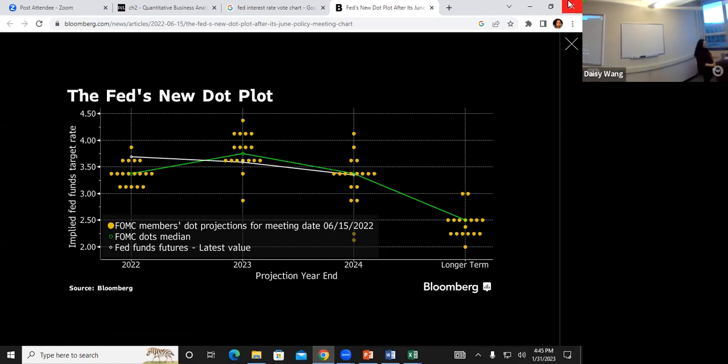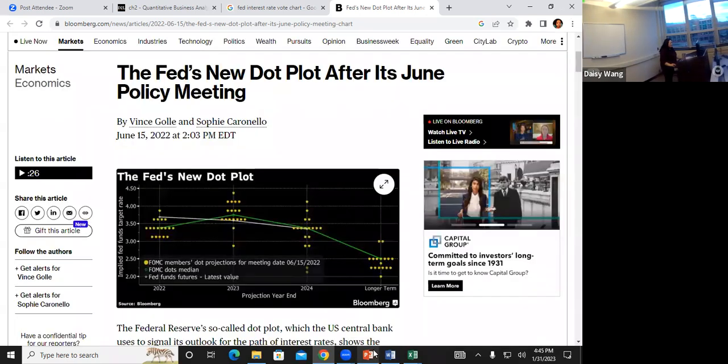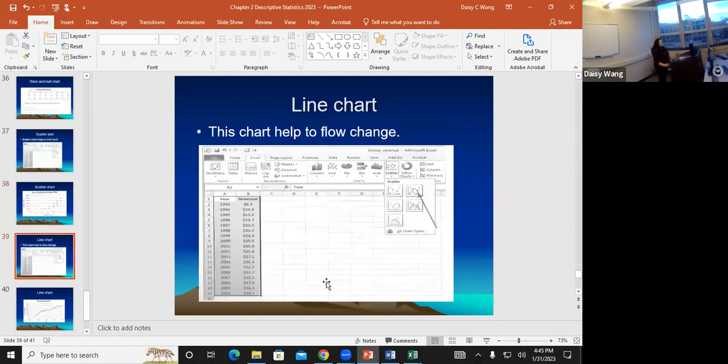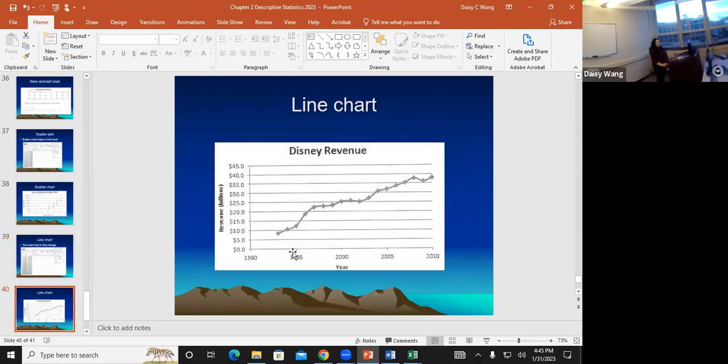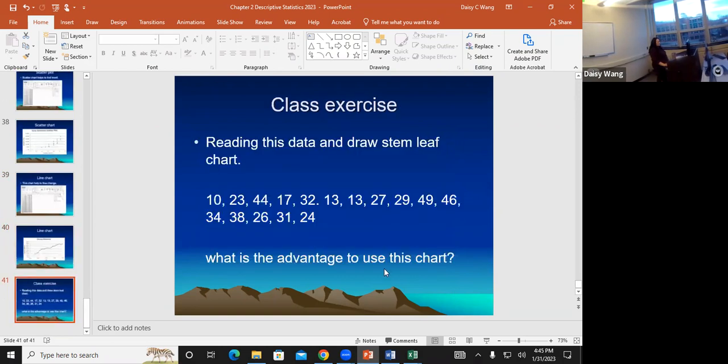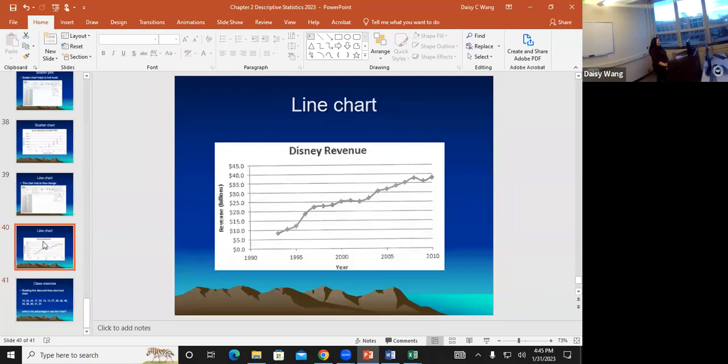So that's a little bit simple one. And then the line chart, basically just draw the line, like the very first one we saw here. Okay, the business revenue from 1993 to 2010. So these are the descriptive statistics that we will use.